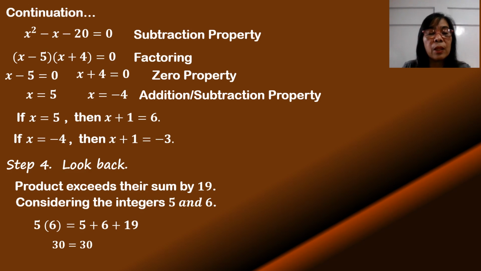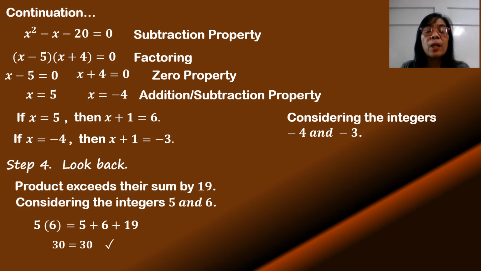by 19. So we add 19. We now have 30 is equal to 30. We obtained an identity. That means the first set of solutions satisfies the condition. And we have the second set of solutions, negative 4 and negative 3. We check again if the product exceeds their sum by 19. So we have negative 4 times negative 3.